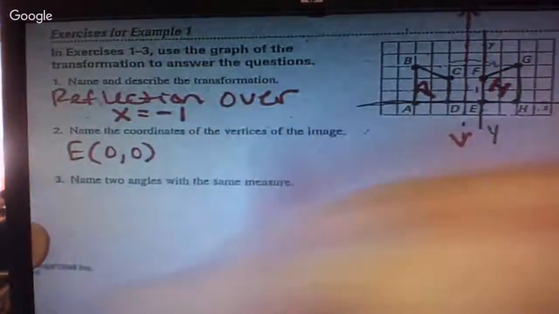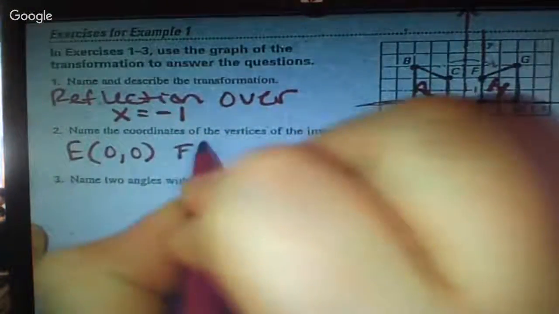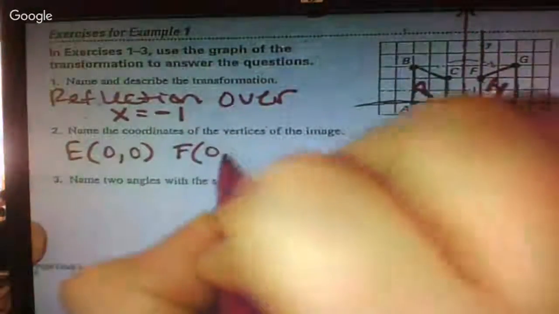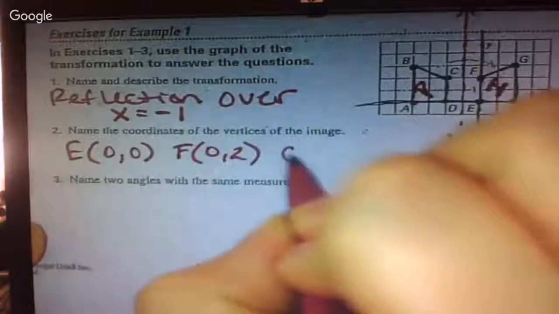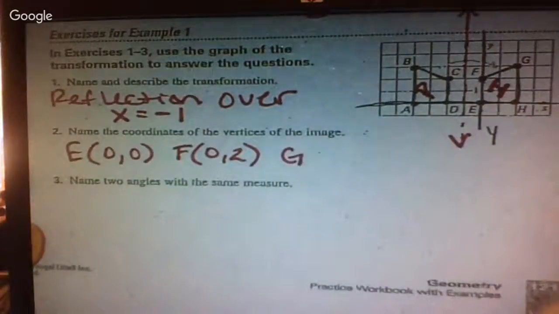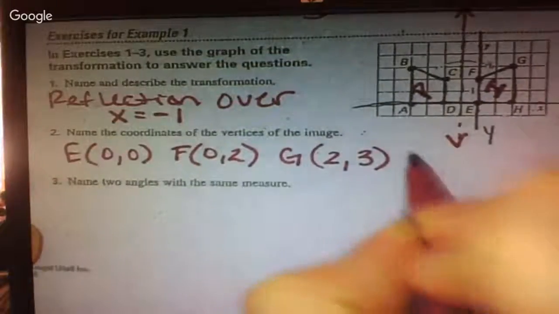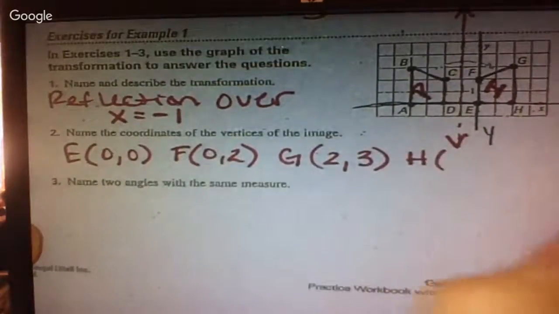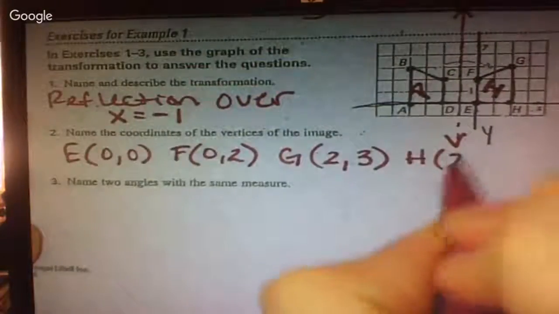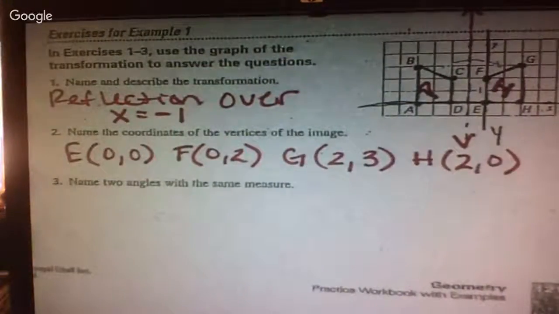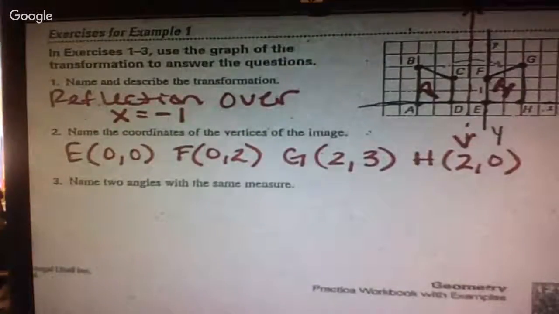0, 0. Where is F? 0, 2. Where is G? 2, 3. And finally, where is H? 2, 0. You good? Please feel free to stop me if you have questions.